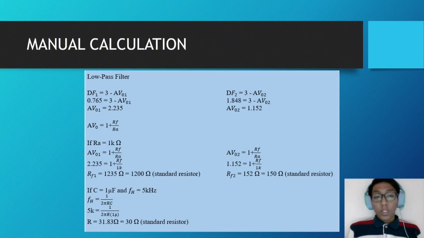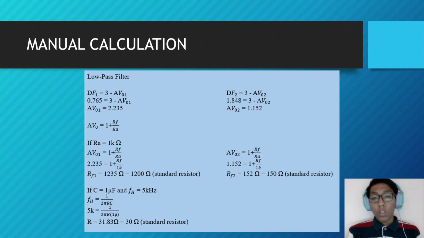For the low pass filter, we take the value of df1, which is 0.765, equal to 3 minus AV01. It is the same for AV02. We take the value of df2, 1.848, equal to 3 minus AV02. So for AV1 we get 2.235, and for AV2 we get 1.152. Then we need to find RF. Take AV01, 2.235, equal to 1 plus RF per 1K. So we get 1235 ohm. The closest standard resistor is 1200.